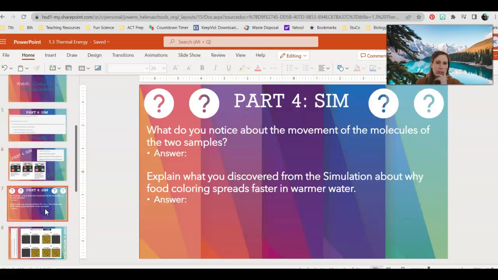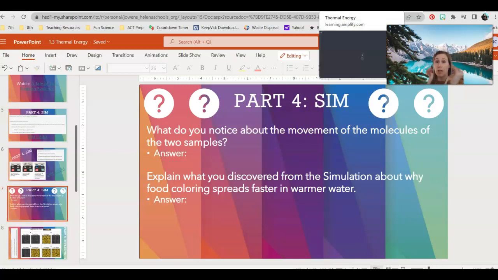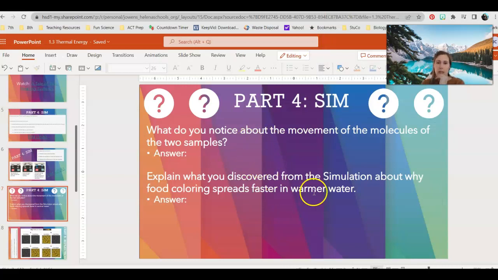Okay? You will answer these questions. What do you notice about the movement of the molecules of the 2 samples? So again, take a look at what those molecules are doing for each of those samples. And then explain what you discovered from the sim about why food coloring spreads faster in warmer water. So that warmer cup that we looked at, why did the red coloring in class disperse faster than the blue coloring in the cold water? Okay, so answer that question using what you saw in the sim.